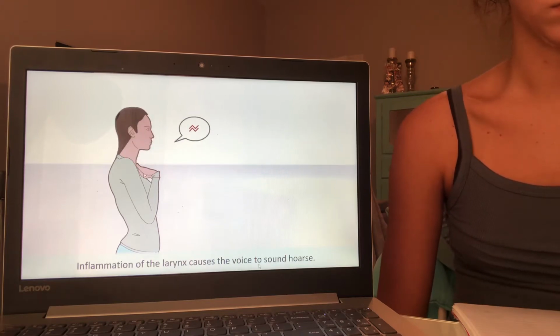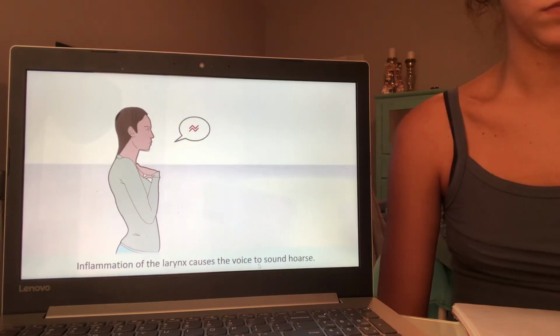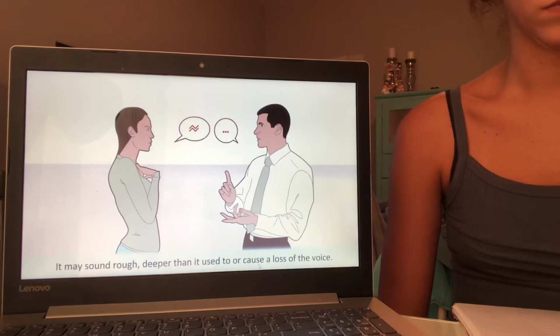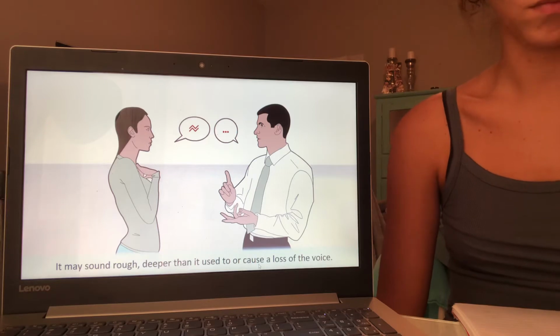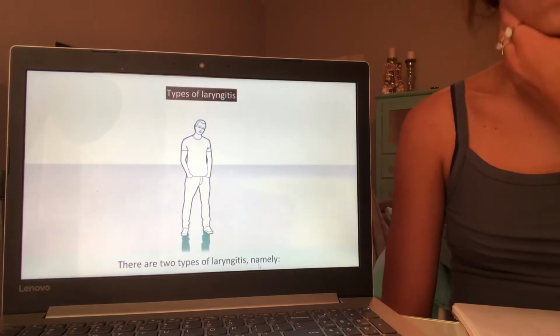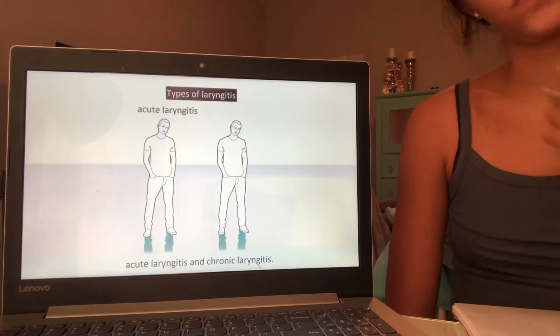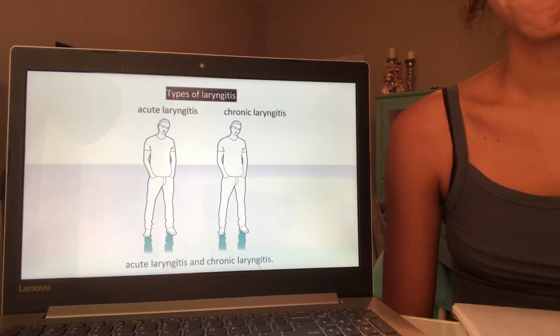Inflammation of the larynx causes the voice to sound hoarse. It may sound rough, deeper than it used to, or cause the loss of the voice. There are two types of laryngitis, namely acute laryngitis and chronic laryngitis.